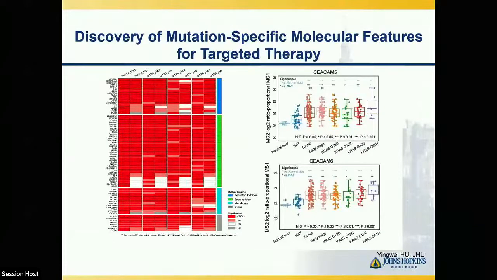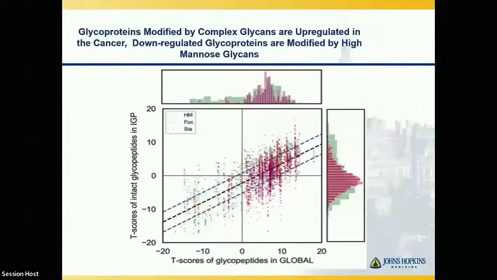Analysis of glycoprotein expression based on different KRAS hotspot mutations identified that CEACAM5 and CEACAM6 were significantly upregulated in tumors with KRAS G12D, G12V, and Q61 mutations, but not in G12R mutations. The identified glycopeptide changes could be impacted by both glycoproteins and glycans that are modified by glycosylation enzymes.